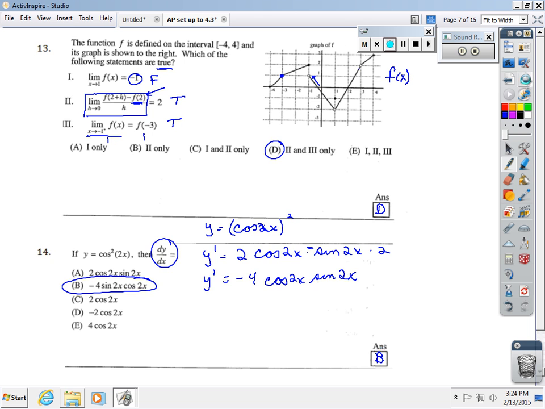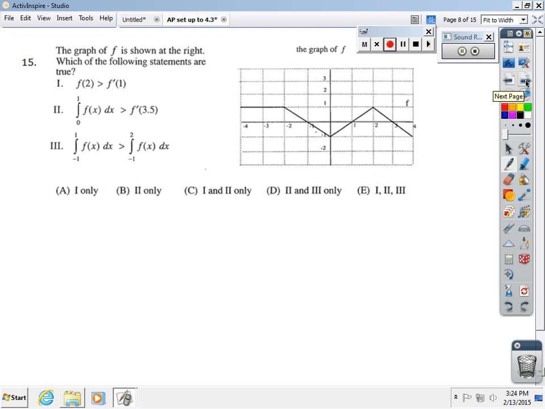Okay, 2 more. Okay, number 15. The graph of f, again, this is the graph of f. Which of the following statements is true? Okay, so this says f of 2. So f of 2, we go over to the graph here. I'll do each one of these down here. So f of 2, that value is equal to 1. Is that greater than f prime of 1? So the slope at 1, so we're looking here, it's linear again, and that is also 1. So that is false because it's not greater, they're equal to each other.